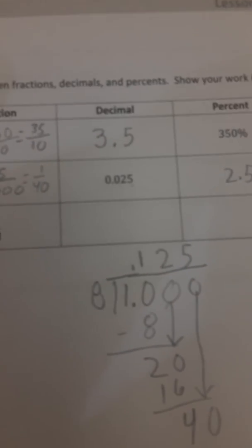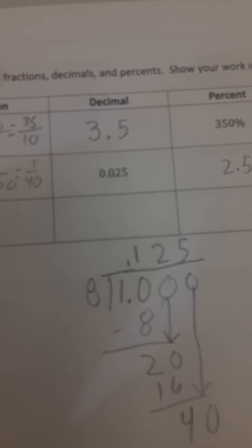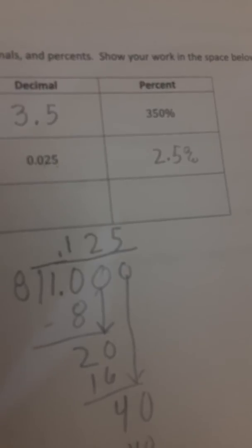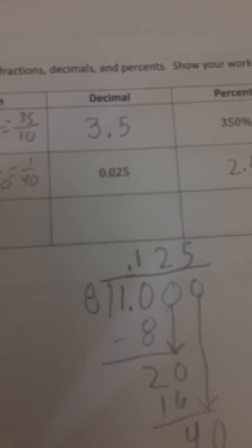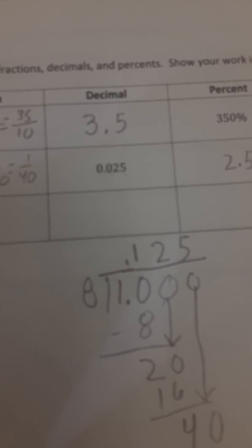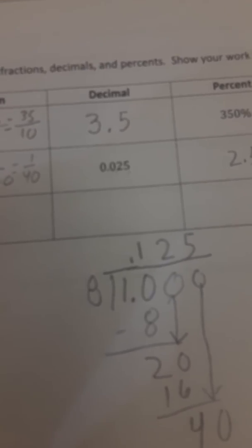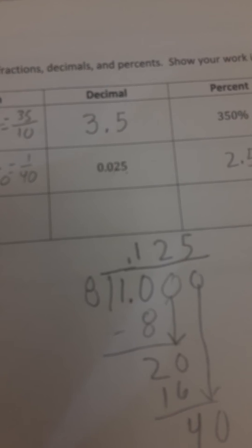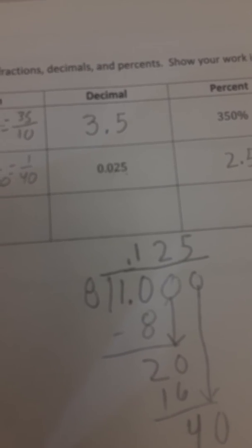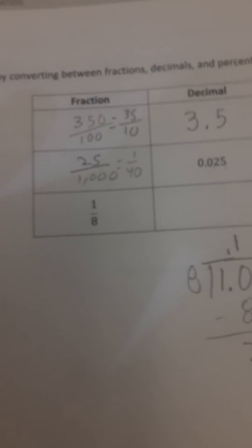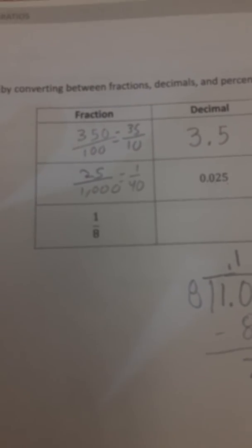This next one, pretty quick. Figure out the percentage by moving my decimal place to the right 2 places. 1, 2, 2.5%. And if we read this decimal, no, Tamika, we don't say 0.025. We say 25 thousandths. So we immediately know that the fraction is 25 over 1,000. And if you simplify that, you can get 1/40th.